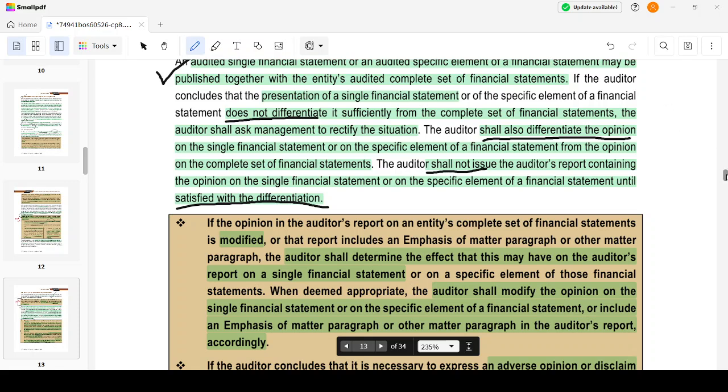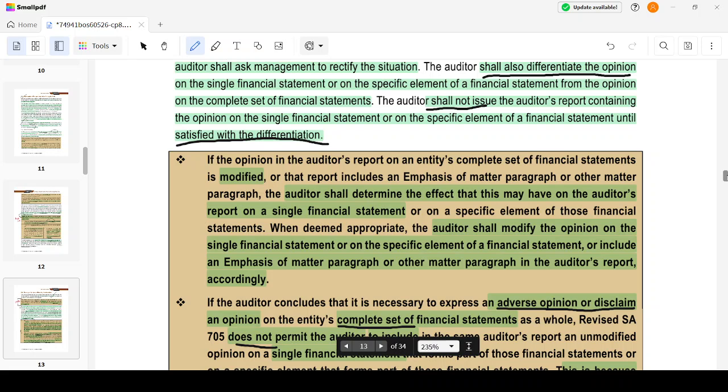Okay, if the auditor's opinion on the complete set of financial statements is modified or the auditor's report includes an emphasis of matter paragraph or other matter paragraph, the auditor shall determine the effect that this may have on the single financial statement. Say, assume I have issued a qualified opinion, but that qualified opinion is not related to the item which the single financial statement is discussing. So still I can give an unmodified opinion. Okay, so I have to deem which is more appropriate in those circumstances.